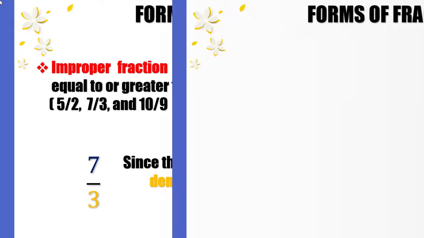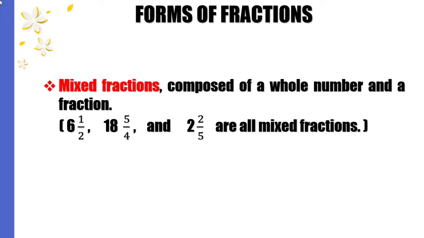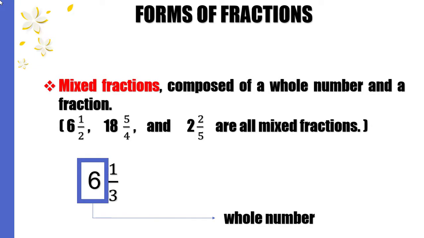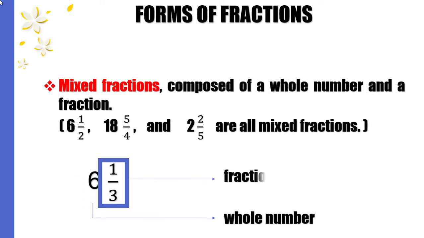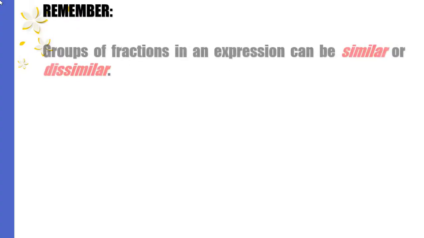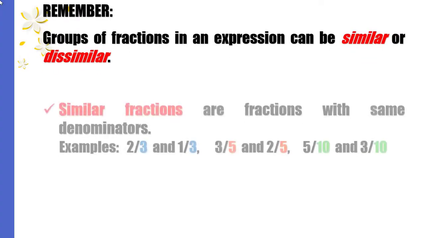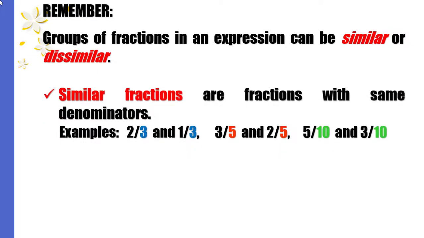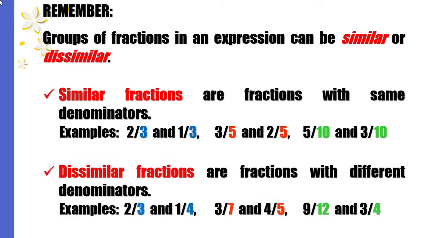Number 3. Mixed fractions, composed of a whole number and a fraction. Example, 6 and 1/3, where 6 is a whole number and 1/3 is a fraction. Groups of fractions in an expression can be similar or dissimilar. Similar fractions are fractions with the same denominators. Dissimilar fractions are fractions with different denominators.